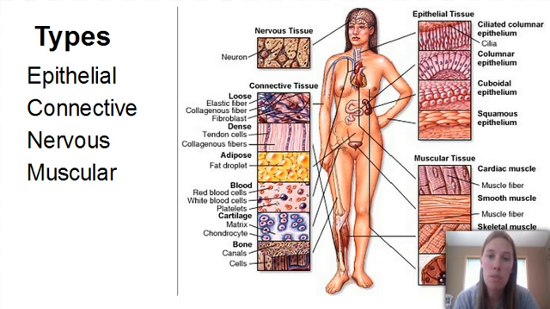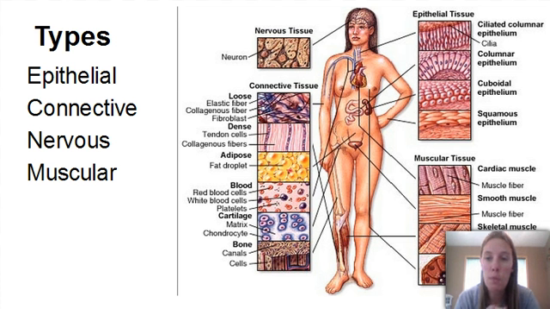We have epithelial tissue, whose main function is to cover and line organs, or the surface of organs or the surface of bodies. Connective tissue, whose main function is being supportive. Nervous tissue, which is to control and also transmit messages. And the muscular system, whose main responsibility is movement.